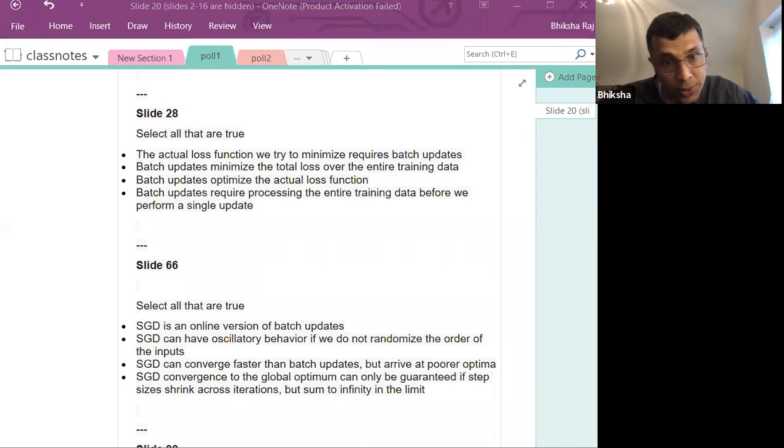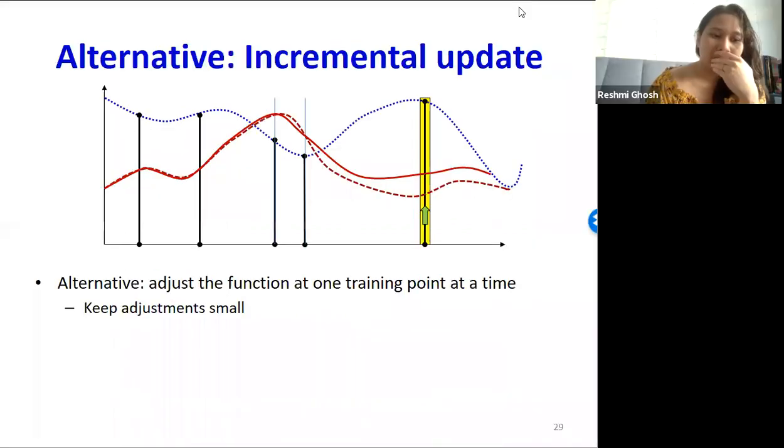The first three choices were the same choice. All three must be right. And of course, because you're processing the entire training data, batch updates require processing the entire training data before each update. Questions, anyone? Any questions? Nothing in chat?